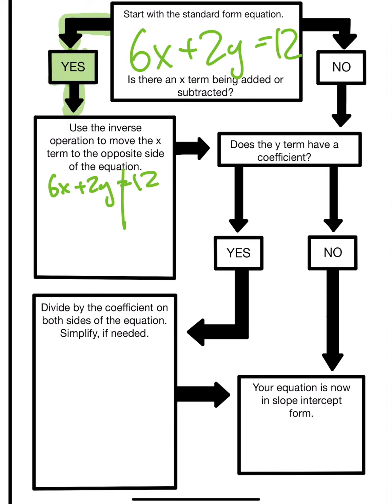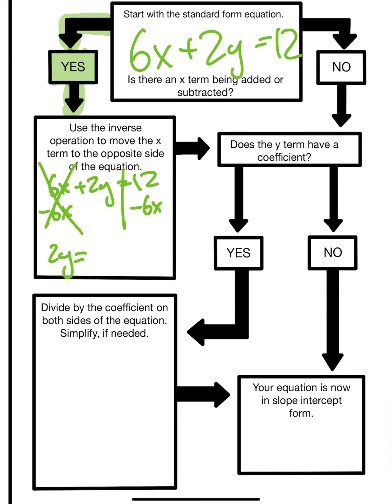So like it says, we want to do the inverse operation. Inverse meaning opposite. So we have a positive 6x, so I want to subtract 6x from both sides. Okay. So now the 6x on the left side are going to just cancel out. Those are gone. All right, so that's going to leave us with a 2y equals 12 minus 6x.